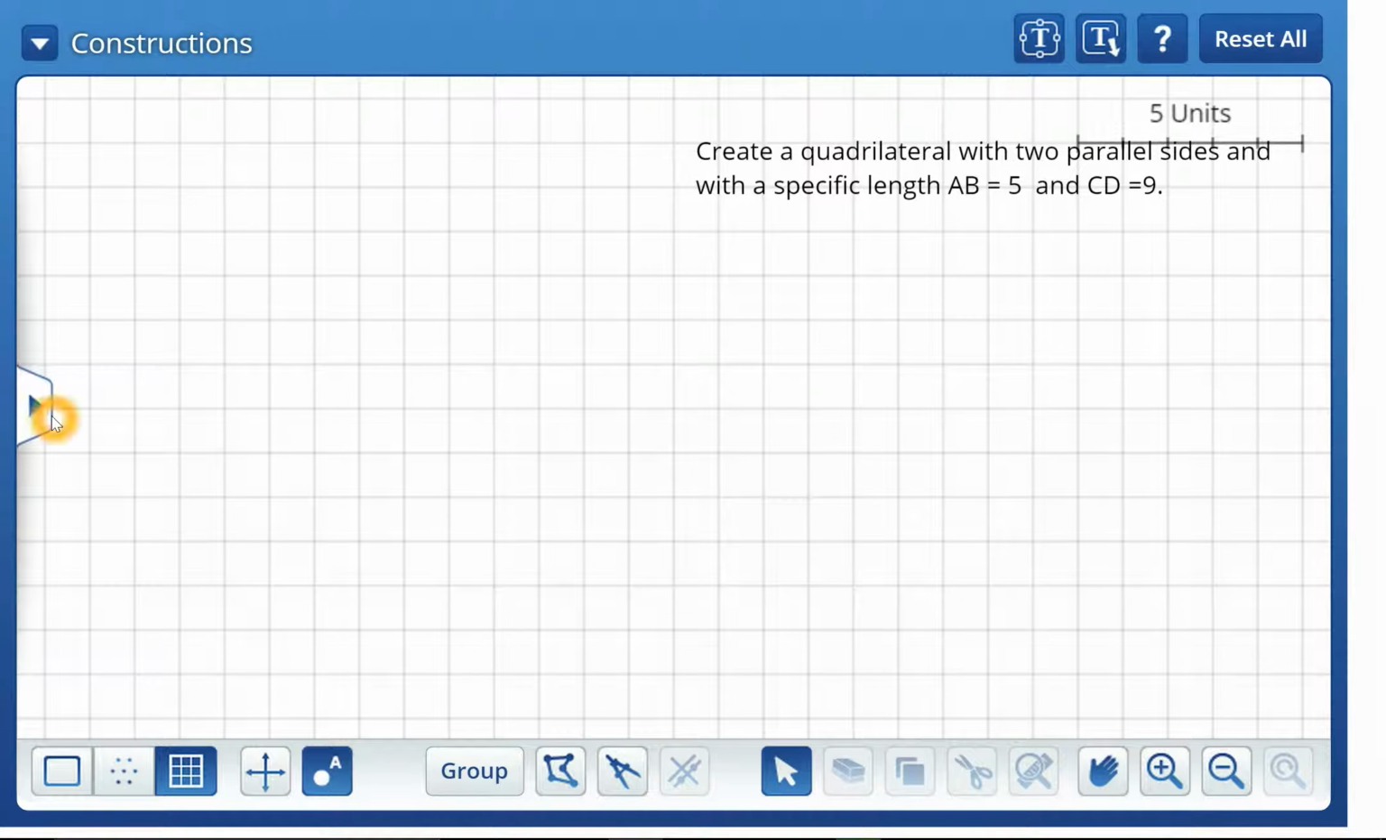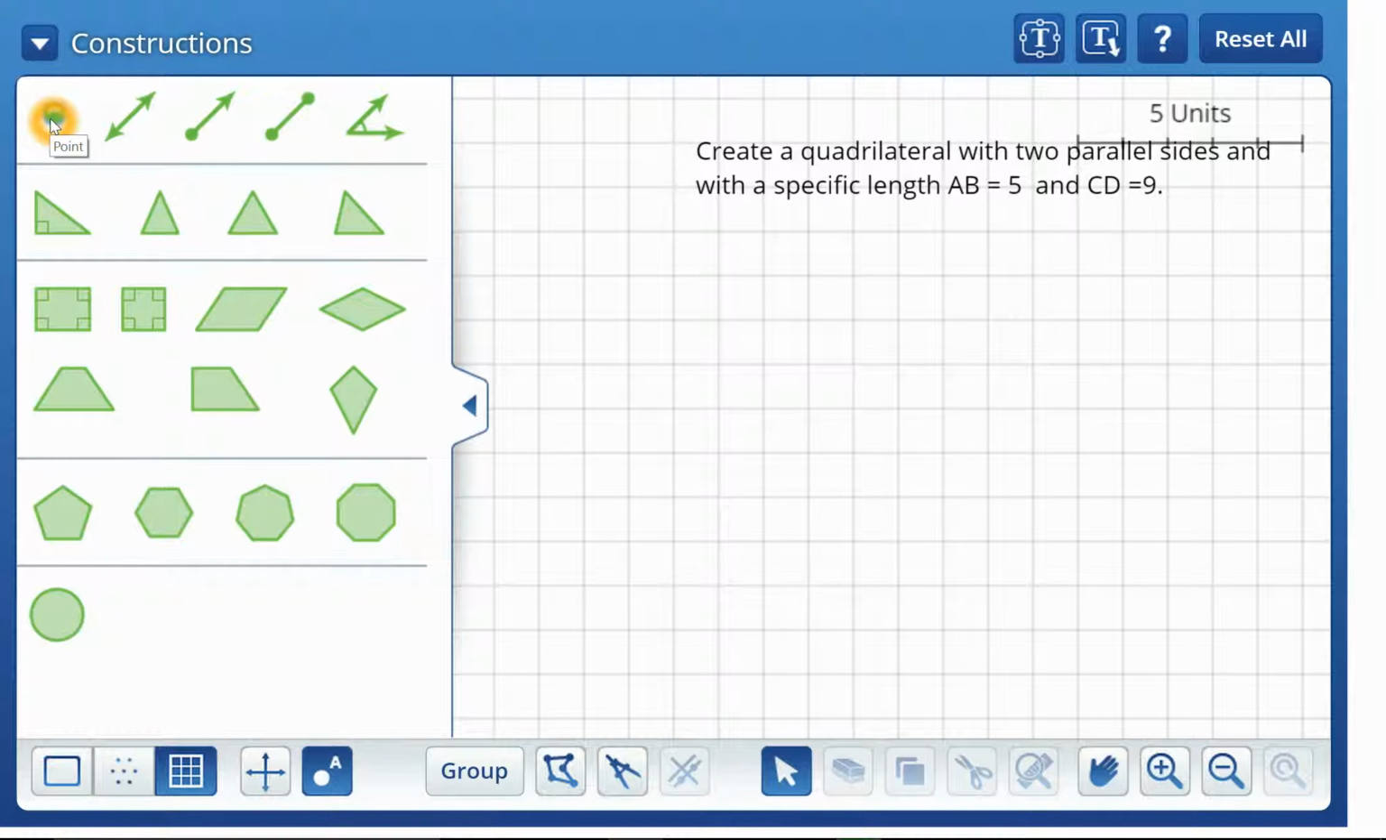On the gridded paper, we are going to create two line segments. One is AB, and remember AB has to be 5 units, so 1, 2, 3, 4, 5. And CD is going to be 9 units.